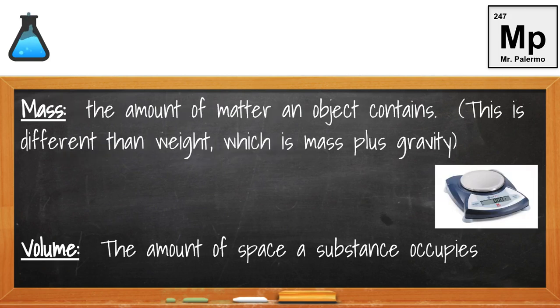Recall that mass is the amount of matter an object contains, and this is very different from weight, which is mass plus gravity. And we use the electronic balance in class to measure mass of an object. The volume is the amount of space that substance occupies or takes up.